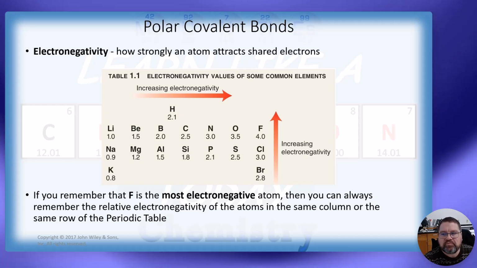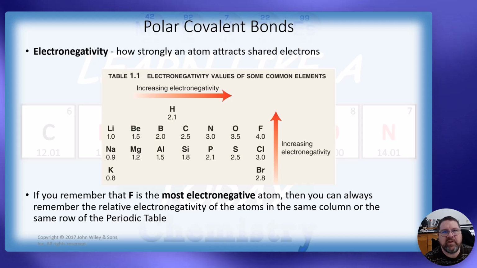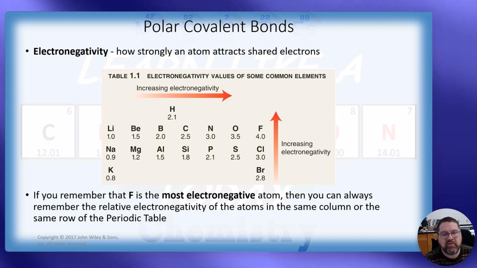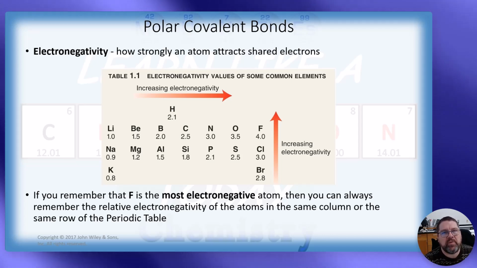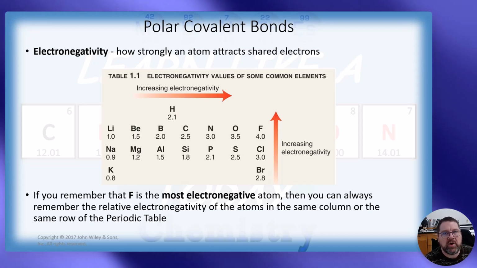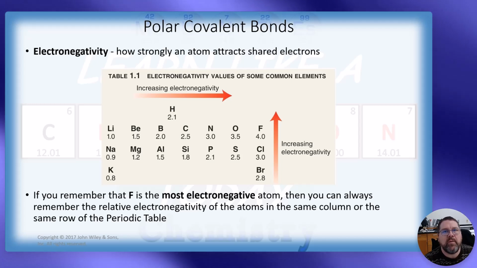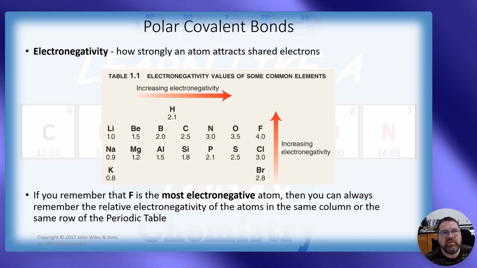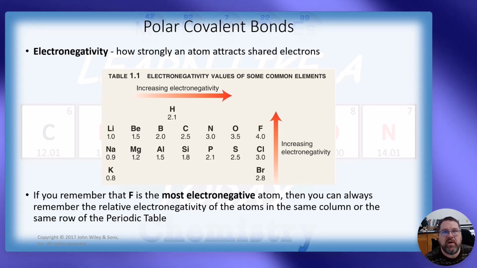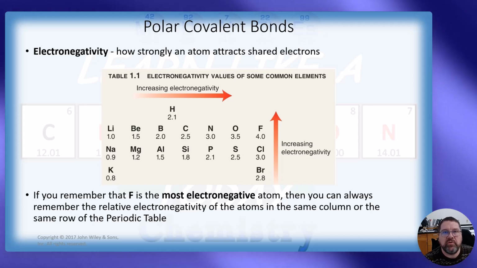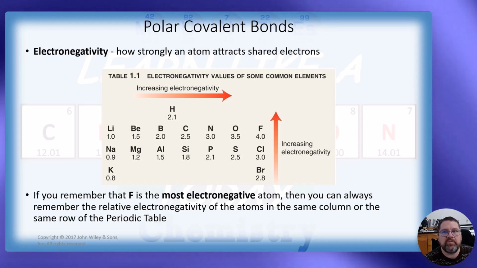And so when we are comparing elements, we can always remember the further to the right we go, the stronger the attraction is going to be, because you've got an increased number of protons, effective nuclear charge. And the further up the table you're going, the further up a column you are traveling, the stronger that attractive force is going to be, because you have your valence shell getting closer and closer to the nucleus, so the distance is decreasing.